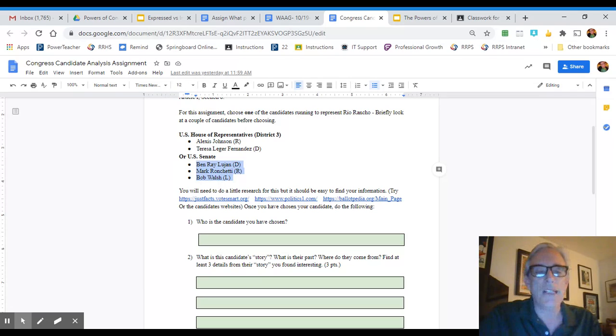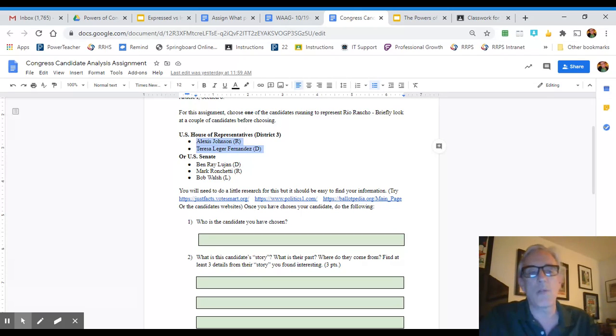And what I'm going to ask that you do is that you do a little research before you start filling in blanks, typing in words. Take a little time to look at these people. And I strongly recommend, instead of just choosing one or choosing one that you recognize, maybe take a couple of minutes to look at two different candidates from a particular race. So if you decide to look at the District 3 House race, choose both Alexis Johnson and Teresa Fernandez.